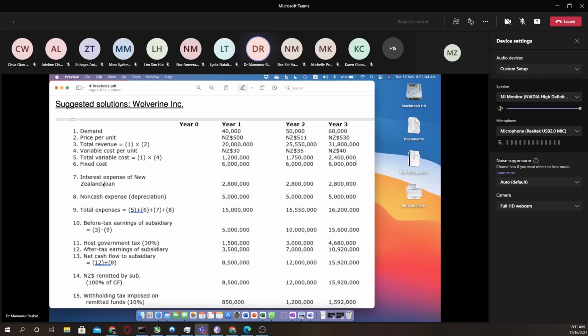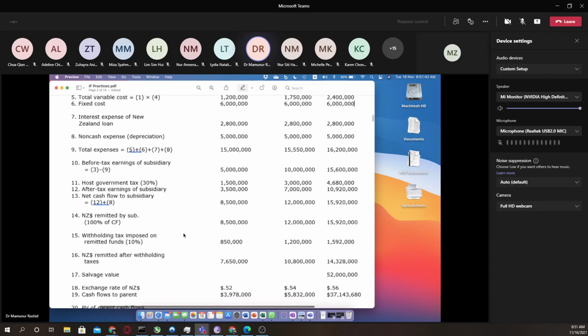After the fixed cost, you have interest expense. Remember the loan amount, so 14%. You are taking a loan of 20 million, so 20 million multiplied by 14% is 2.8 million. So you're paying 2.8 million, 2.8 million, 2.8 million in 3 years. The remaining will be taken over by the new company that is purchasing your project after year 3. Non-cash expense depreciation, remember 5 million. So 50 million divided by 10 years, 5 million each year. Total expense is calculated as the summation of all these figures.